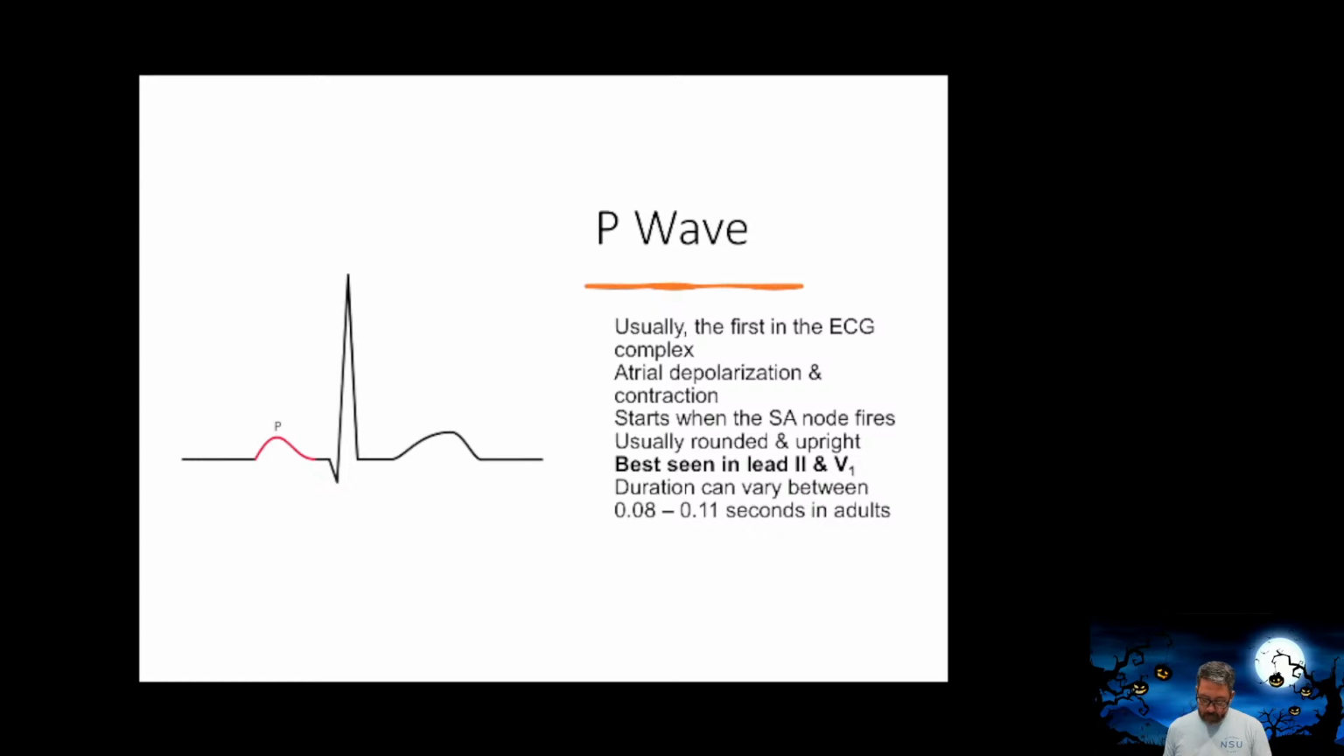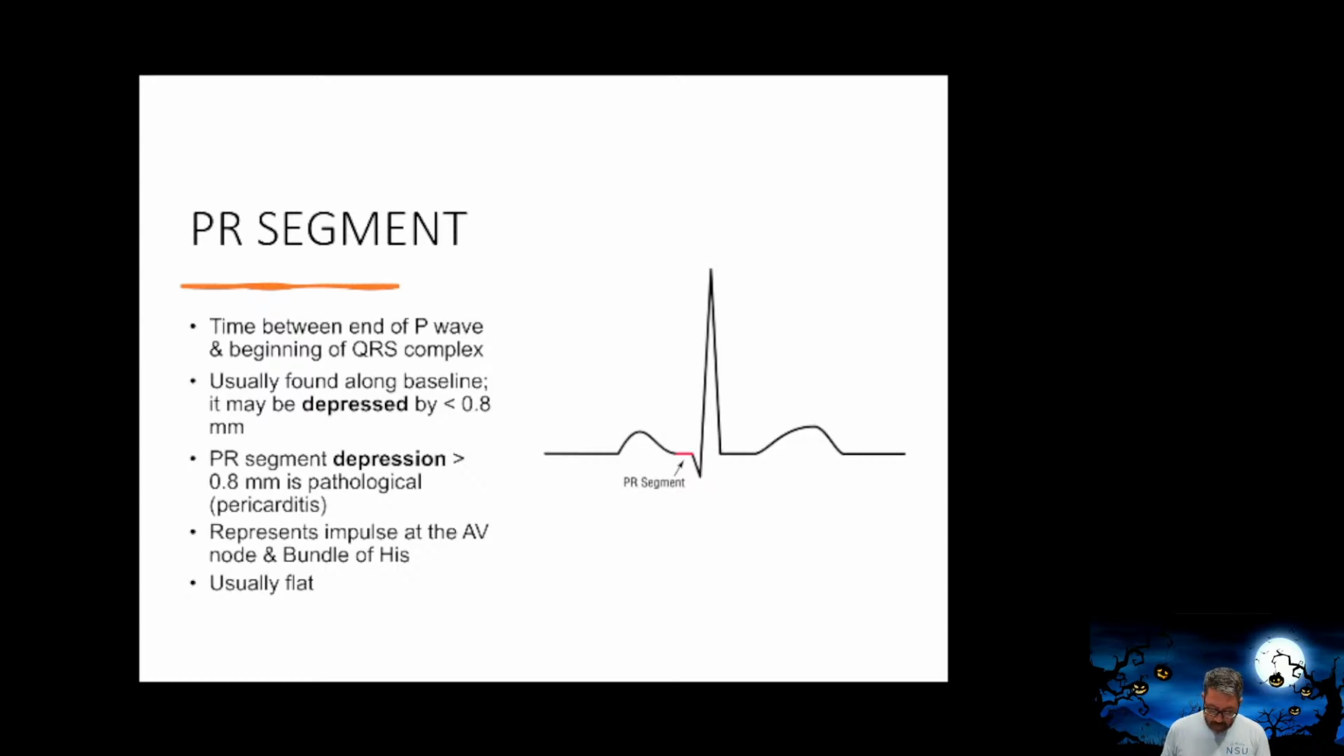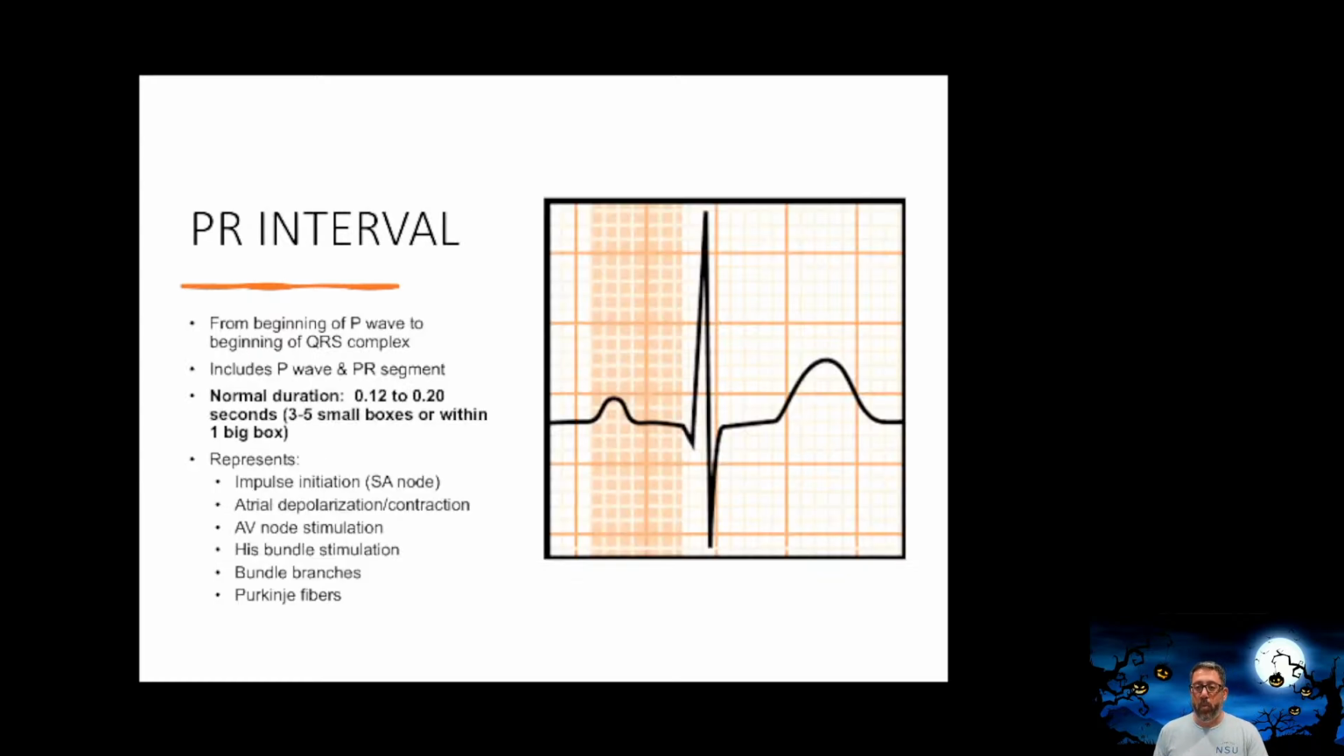P wave, atrial depolarization contraction. SA node fires, usually round and upright. Best seen in lead 2 and V1. PR segment is just between the end of the P wave and the beginning of the QRS complex. PR interval is what we're really looking at. Normal PR interval duration is 0.12 to 0.2 seconds, or 3 to 5 small boxes. So if you're looking at this one, you just shade in the areas of when you see it. And we can count 1, 2, 3, 4, 5. It's still going. We know we have first degree AV block here.